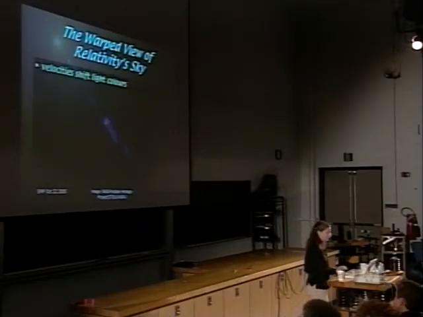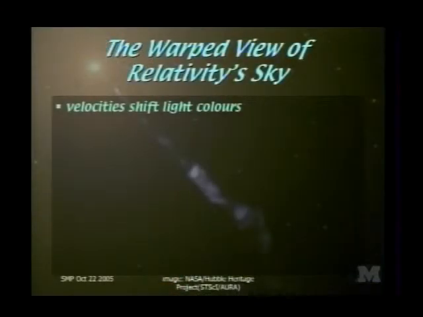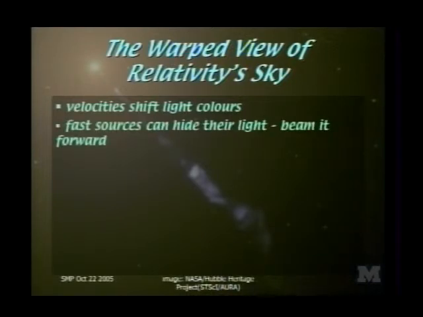So finally, I'd just like to wrap up with a little review of what we may have seen here. I took you on a tour of the warped view that we see of the skies due to special relativity. I showed you how the velocity between you and a light source will shift the color of the light that you see, and how we can use that as a basic tool in astronomy to determine speeds and therefore many things about hidden objects that are affecting speeds. I showed you how fast sources can hide their light by beaming it forward. So it makes a difference to us whether we are looking straight down at a fast piece of material or whether we are seeing it move away from us.